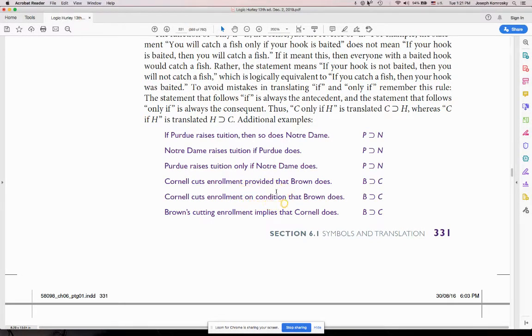So when we see "on the condition that," and we know that Brown's the antecedent, this is just like saying "if." So "provided that" or "on the condition that" would just be the same thing as saying "if." So "if," "provided that," and "on the condition that" have the same pattern, okay? So those are the harder ones and the horseshoe ones. You just have to pay attention to those in English.